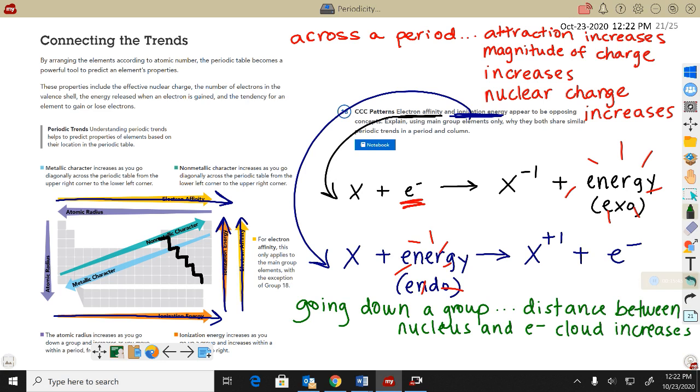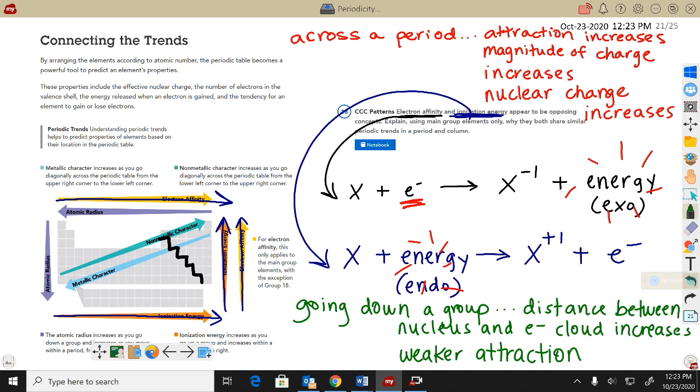So if I know that going down a group I'm putting electrons farther and farther from the nucleus, well, that makes sense that the attraction is weaker. Okay, and so if the attraction is weaker, then I'm not going to have to add as much energy to remove electrons. It doesn't take much energy to remove electrons from big giant atoms. The electrons are super far from the nucleus, so the attraction is weak to start with, and it doesn't take much energy to remove an electron.